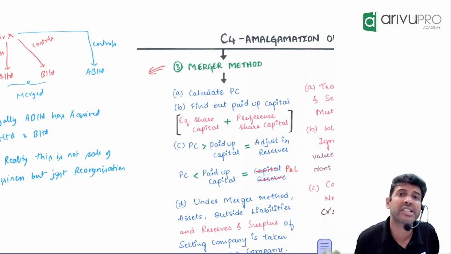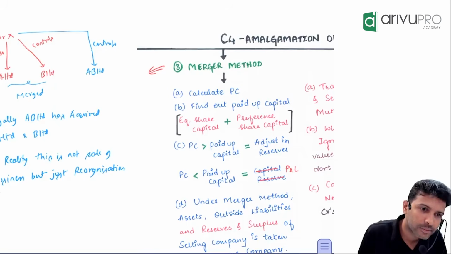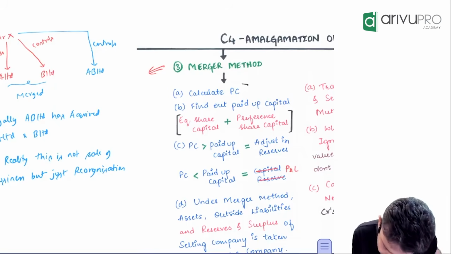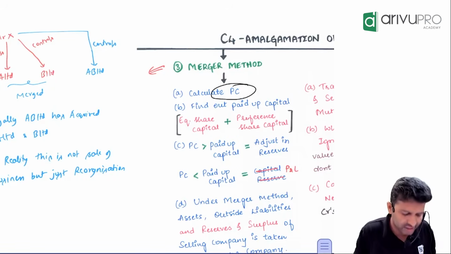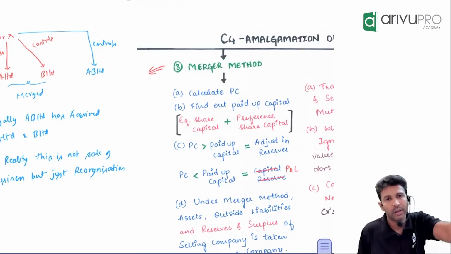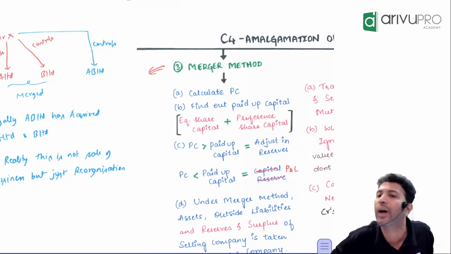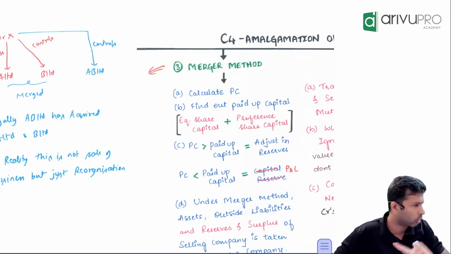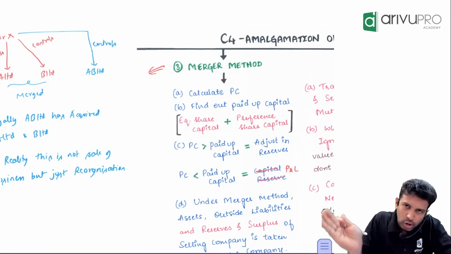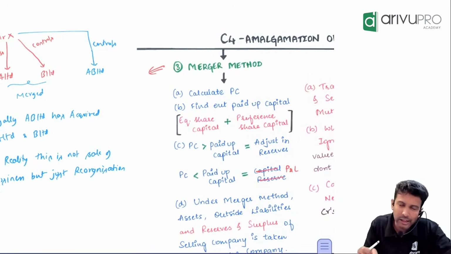You can't purchase any business free of cost, correct? So here the one common element is the same, which is what? Calculation of PC. Whether it is a purchase or a merger, you definitely have to calculate PC, and it's the same drama, no change.